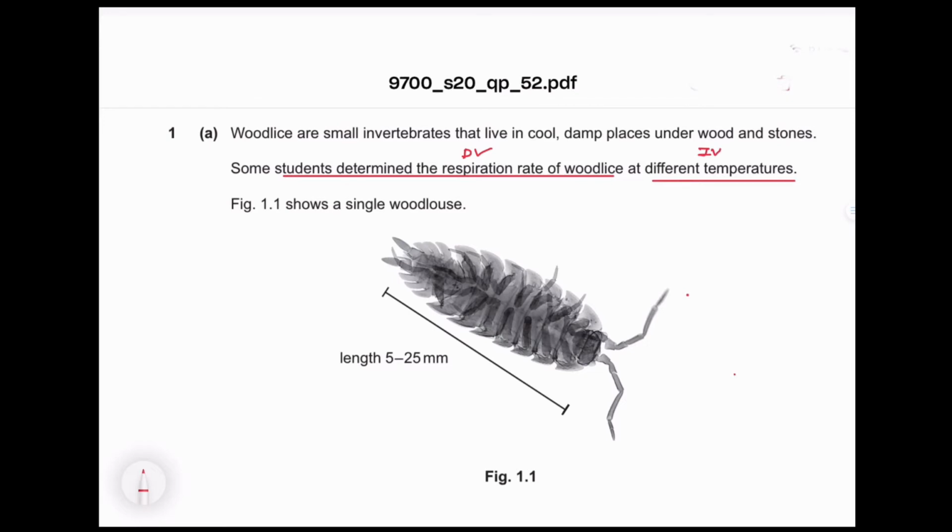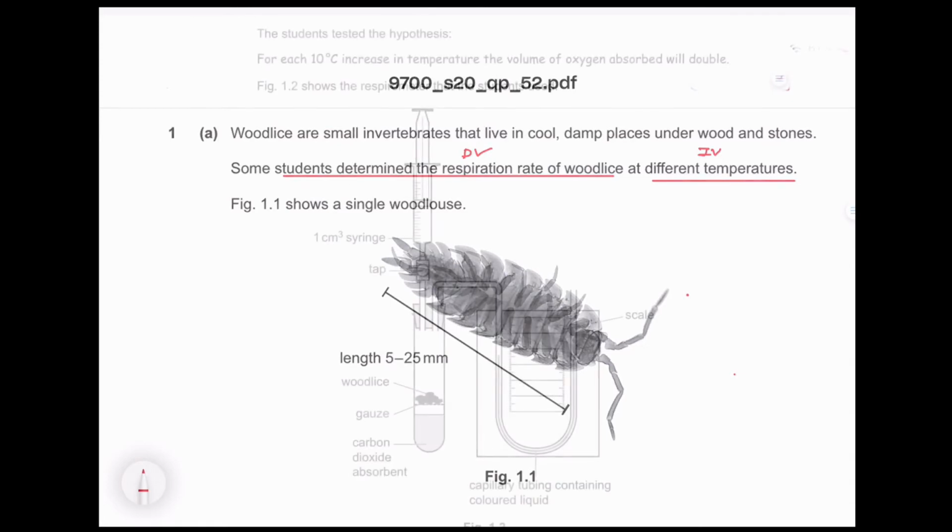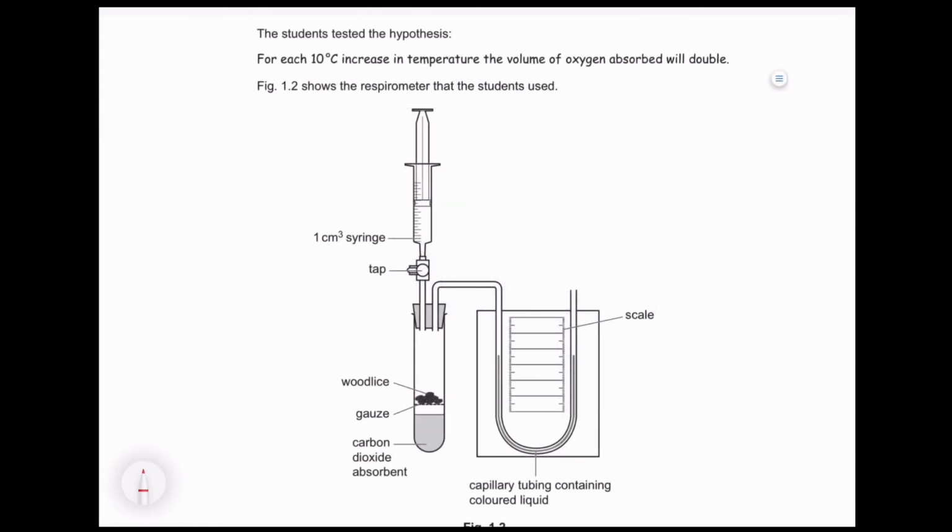So now we're going to continue reading the question. Question wanted student to test the hypothesis that for each 10 degrees increase in temperature, the volume of oxygen absorbed will be double. So here the dependent variable will be more detailed, and the independent variable also they mention about the expectation. So we know what is the independent variable and the dependent variable.